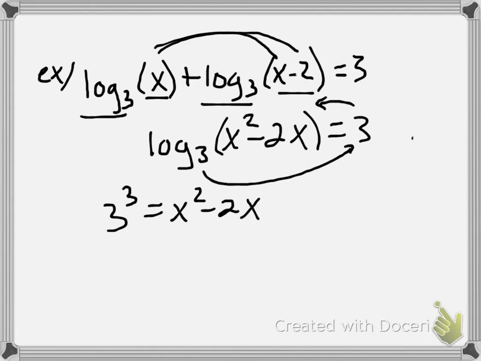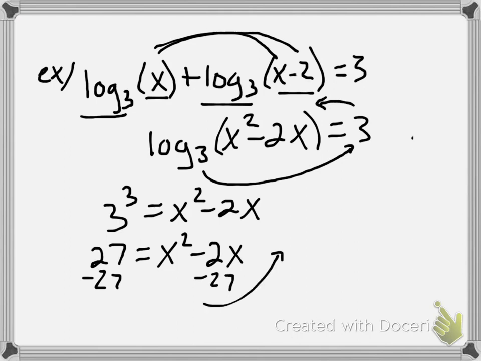Well, we know 3 to the 3rd is 27, sorry, I cannot do math. 27 equals x squared minus 2x. And then to solve a quadratic, it has to be equal to 0, so you're going to have to move this over. So I end up getting x squared minus 2x minus 27. And this is when you would go through and factor.